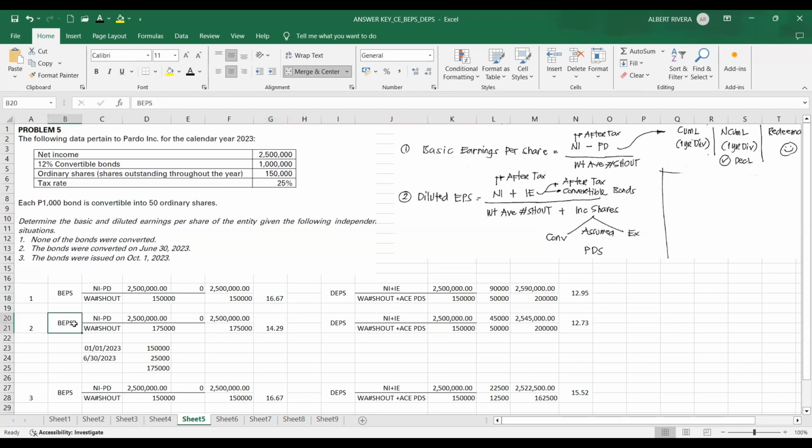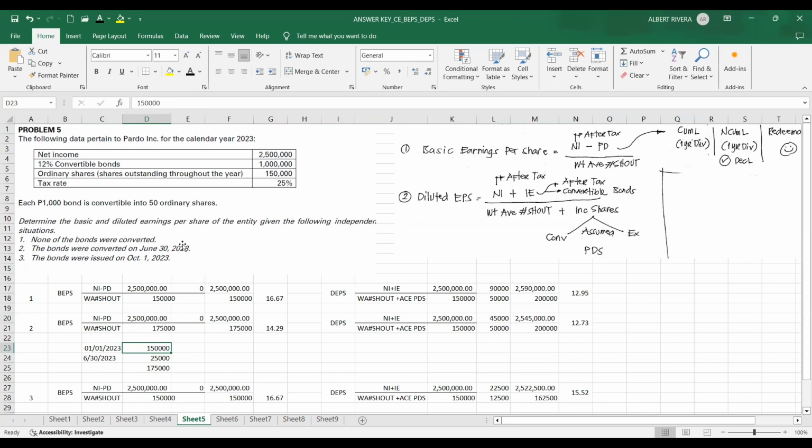So, basic earnings per share, net income minus preferred dividends divided by the weighted average number of shares outstanding. Okay? So, there are no preference shares, so there are no preferred dividends. So, this is the net income, 2.5 million minus 0. So, this is 2.5. Okay? Divided by the weighted average number of shares outstanding. Remember, this 150,000, that is from January. However, there was an actual conversion. And the actual conversion happened on June 30.